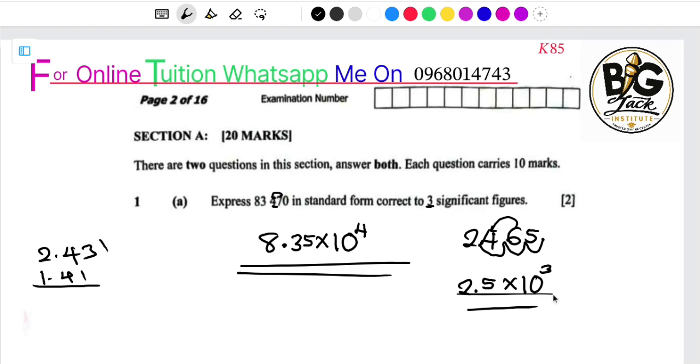But if you find that the number which is after 4 is less than 5, let's say you have 2 here, don't get 1 and then add here. So it just has to be 2.4 multiplied by 10 to the power positive 3 when the number after 4 is less than 5.